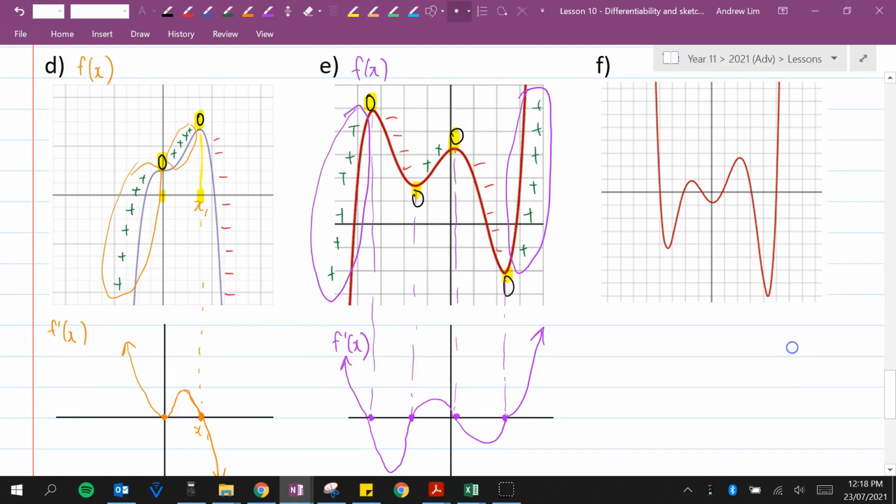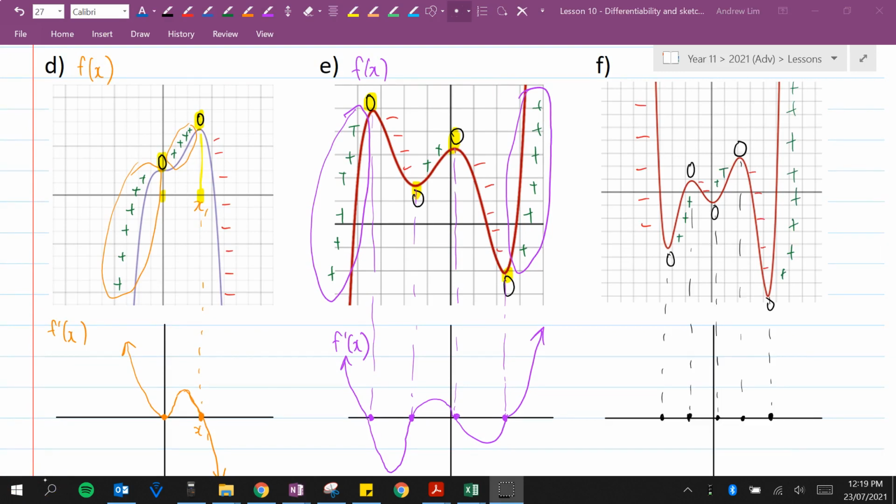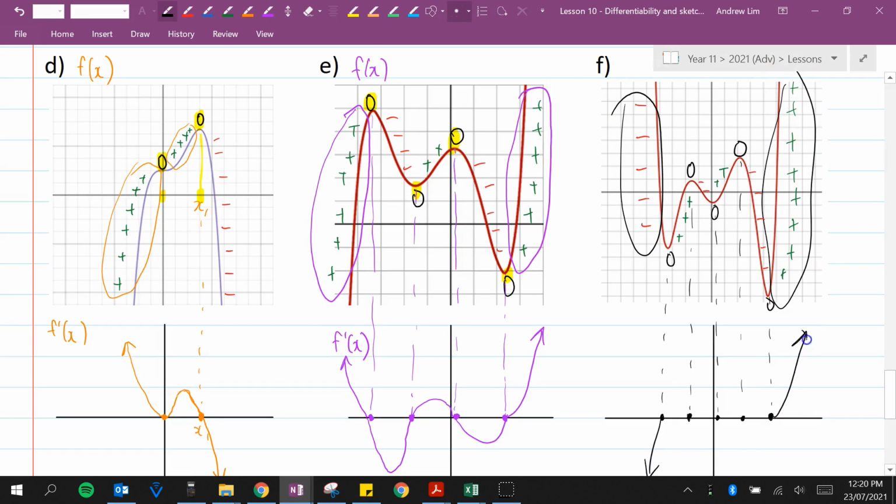Okay, pause the video, have a go with question F. Okay, so what I've done was I've labeled the gradients along the function. I've put in all my x-intercepts accordingly. And now I'm going to do my left side, which is below. I'm going to do my right side, which is above. And then I'm going to fill in the rest.